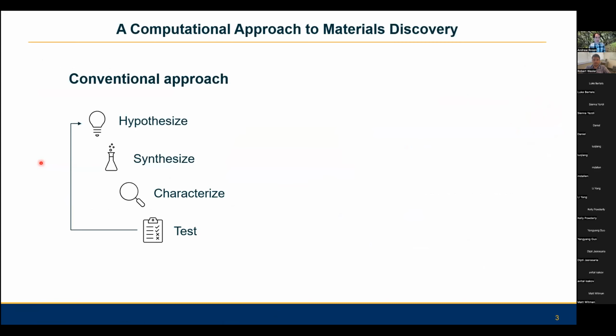And of course, we're familiar with the conventional way in which we do this, right? We come up with a hypothesis of a given material that might be promising. We'll try to synthesize it in the lab. We'll try to characterize it, and we'll test its properties and then go back to the drawing board and iterate this process.